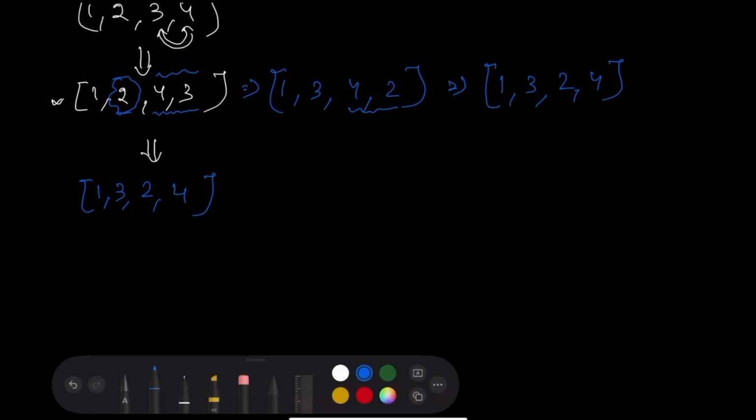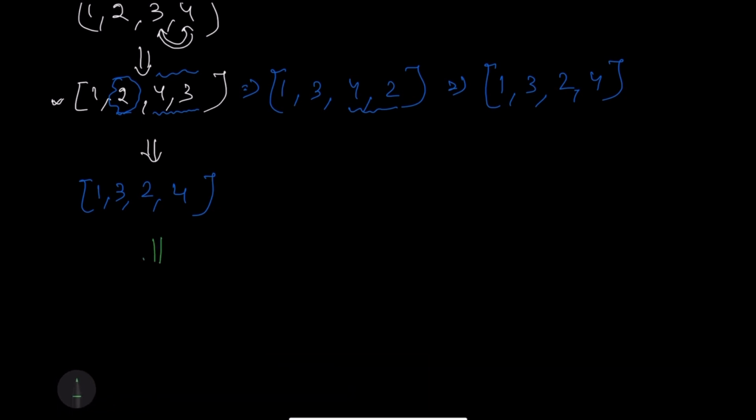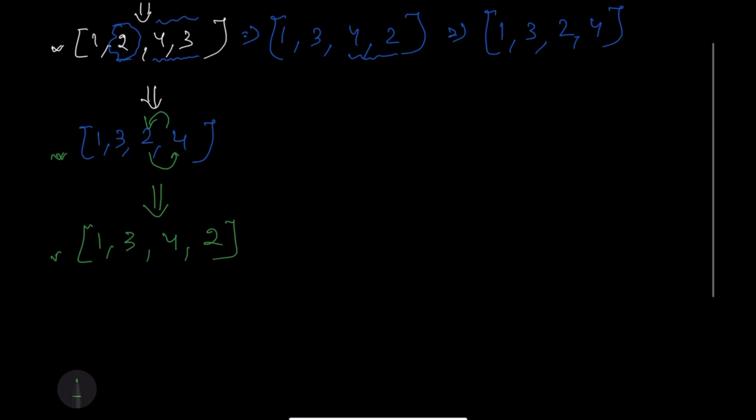Now let's find the next permutation for 1, 3, 2, 4. So we can notice that we don't have a decreasing subarray here, like the elements 1, 3, 2, 4. We don't have a decreasing subarray. So what we will do is we will just swap these elements. So what we will get is 1, 3, 4, 2. So this would be our next permutation.